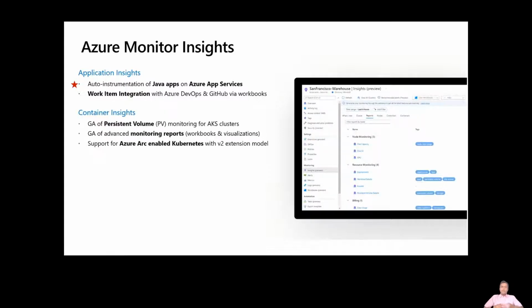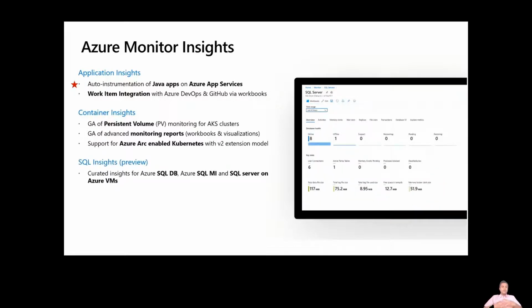Within container monitoring, we recently announced persistent volume monitoring, where you can track your capacity, usage, and even states of persistent volume across your AKS clusters. There is also a new reports tab within Container Insights containing advanced monitoring reports around, let's say, disk capacity or deployments or even persistent volumes available with one click. We are now also supporting all of your Azure Arc enabled Kubernetes clusters with the new V2 extension model.